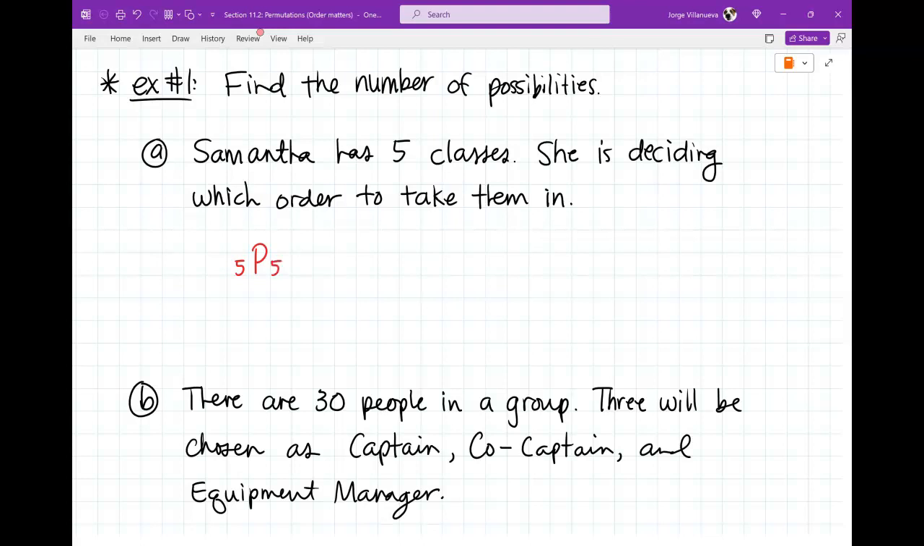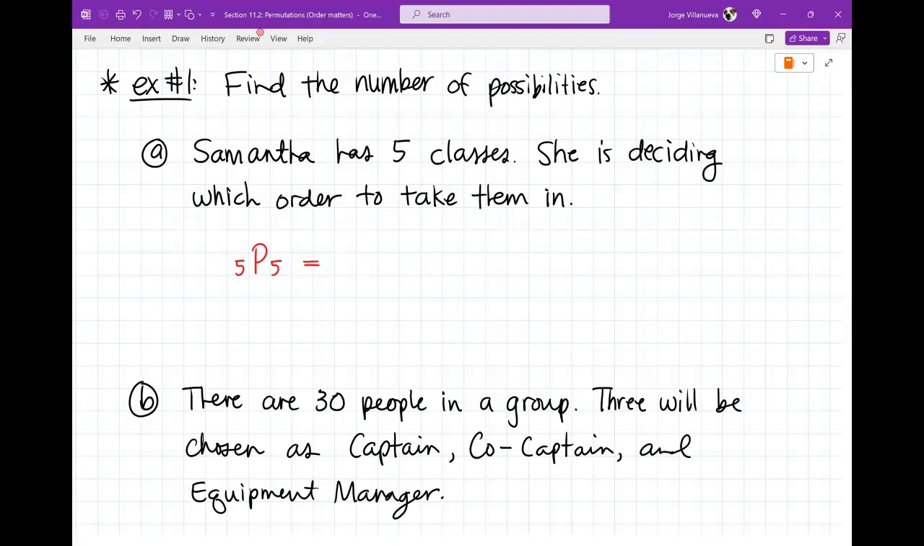So, I know this is going to be a little weird. 5 classes, pick 5 of them to put in order. Now, if the question would have said she has 5 classes, she has to pick 3 of them, then I'd put 5, pick 3. Okay? But right here, she's trying to organize all 5 classes. So she has a total of 5 classes, right? And she has to pick a way to put all 5 of them in order. Again, if this question would have said she has 5 classes, she's deciding to put 2 of them in a specific order, then you do 5, pick 2. Okay? But here we're doing all 5.